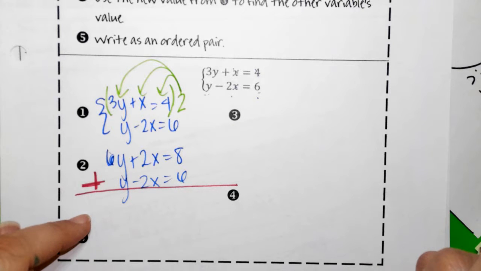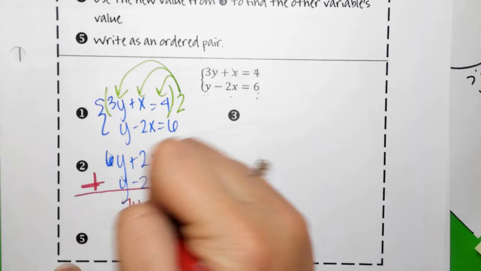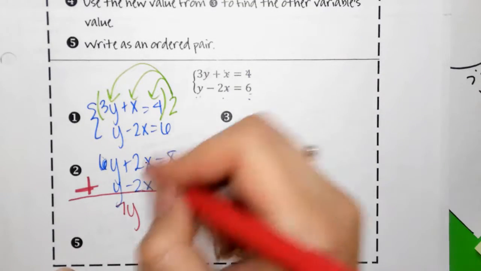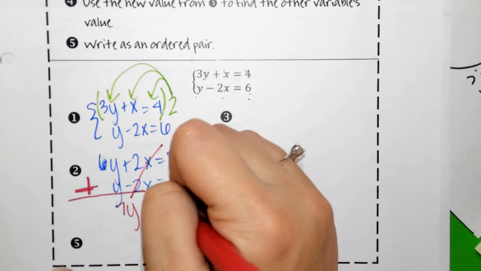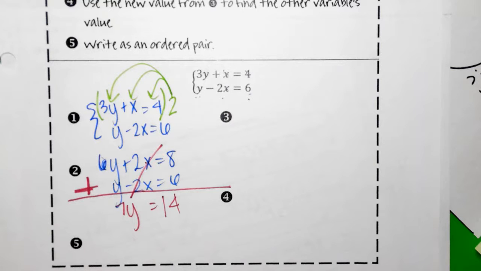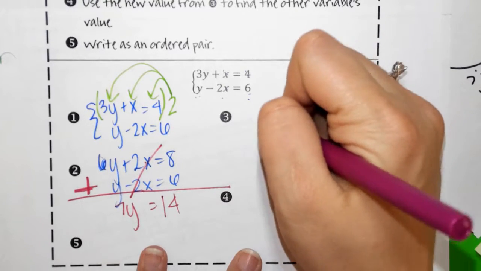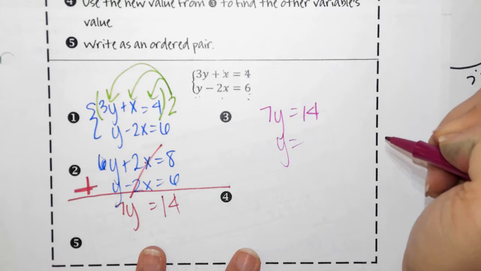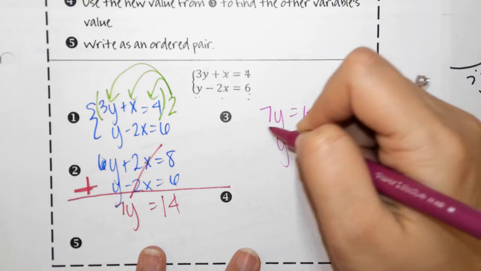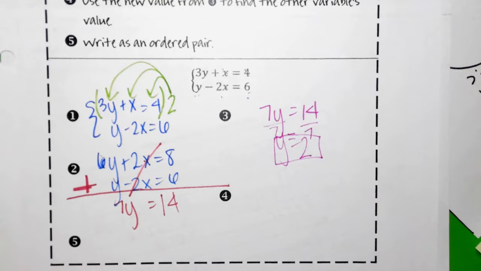So if we add straight down, what's 6y plus y? What's 2x plus negative 2x? It dies. What's 8 plus 6? 14. Boom, we've eliminated. Then we got 7 times y equals 14. So we've eliminated for step 3. We have to solve for y. So what does y equal? 2. I divided by 7. Y equals 2.